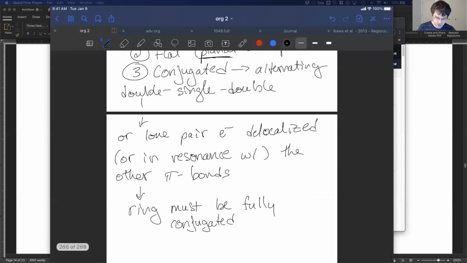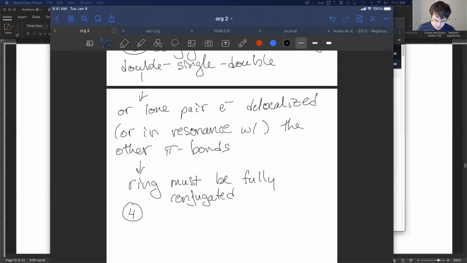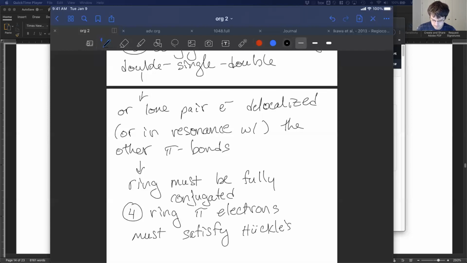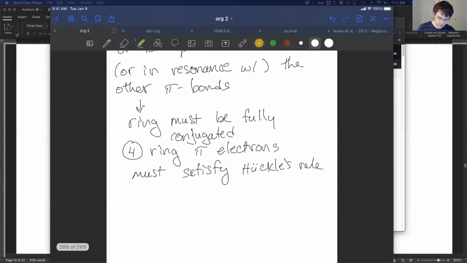Now, in addition to that, rule number 4, within the ring, the ring pi electrons must satisfy Huckel's rule. Okay, so that's a new one. The other things, you've at least seen before. We've talked about conjugation, and in organic 1, we looked at planarity and when that exists. And we've also seen rings everywhere. But number 4, Huckel's rule, is a bit new.